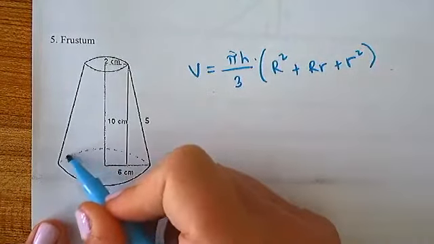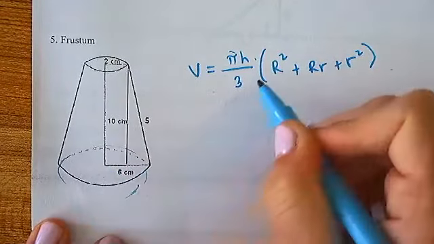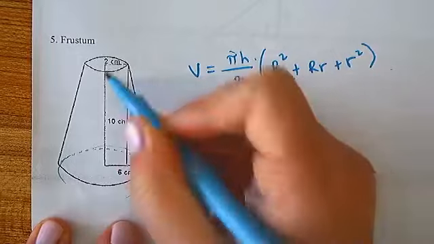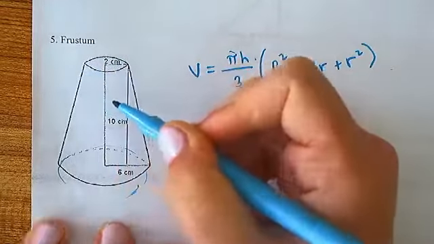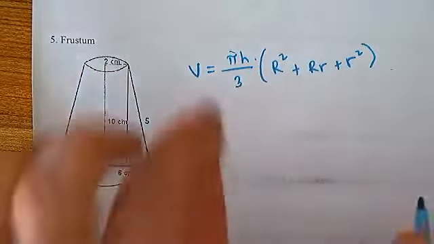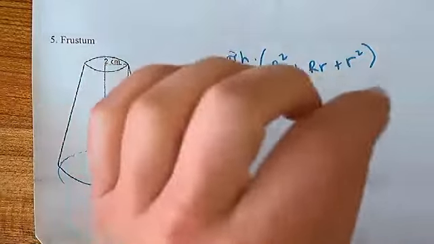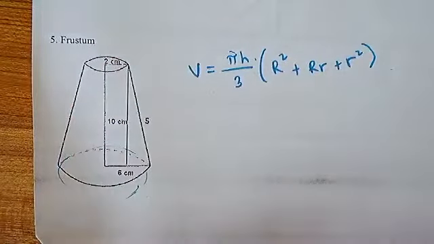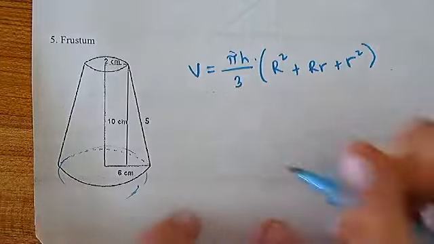So this is a bigger circle right here, so we want the radius of the bigger circle, and then this is the smaller circle. So it's really just about filling in the formula and simplifying correctly. That's it. This is not that complicated.